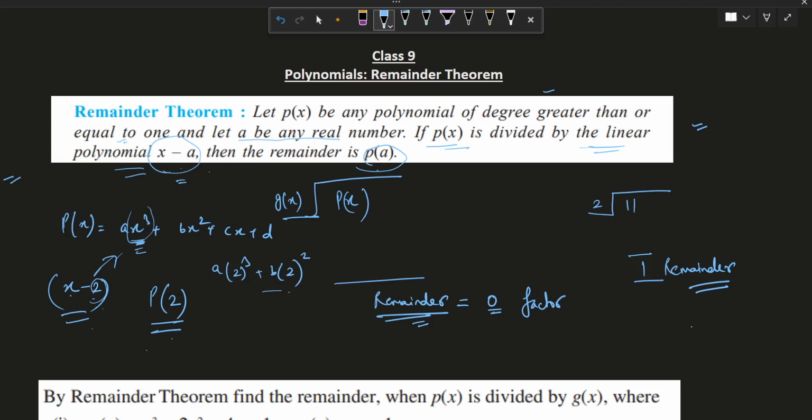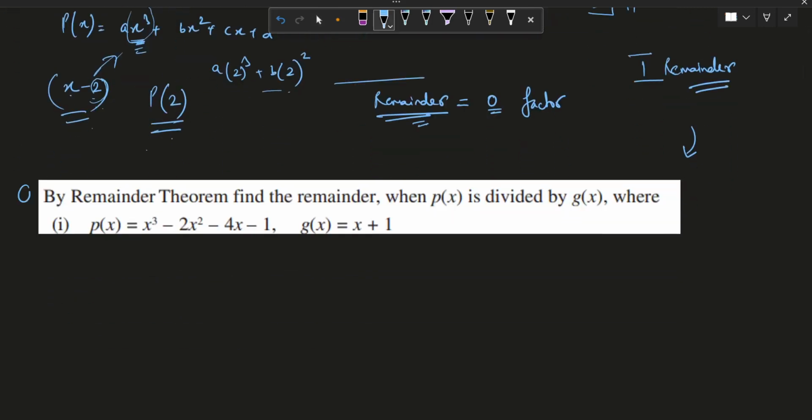So let's begin and understand this remainder theorem with the help of an example. Question number 1 says that we have a polynomial p(x), it's this, and it is divided by g(x), which is this linear polynomial. This is a cubic polynomial. You need to find the remainder using the remainder theorem. So what does the remainder theorem say? If it is divided by this, then g(x) is this thing, so I put it as 0. When you put g(x) as 0, you get x as minus 1.